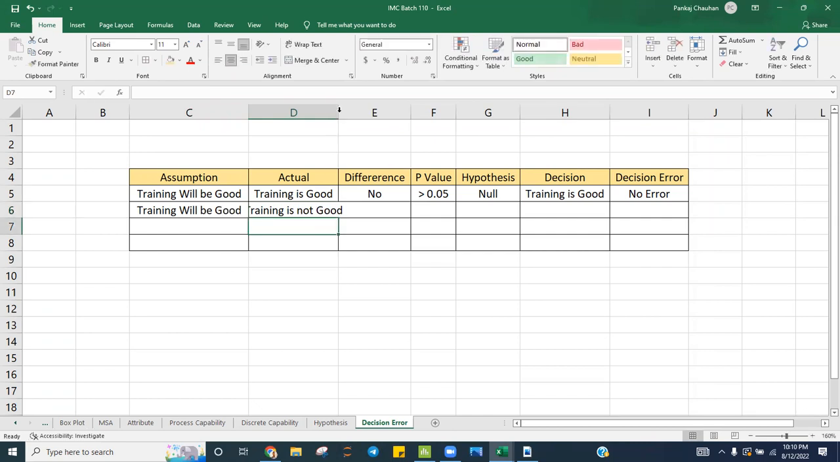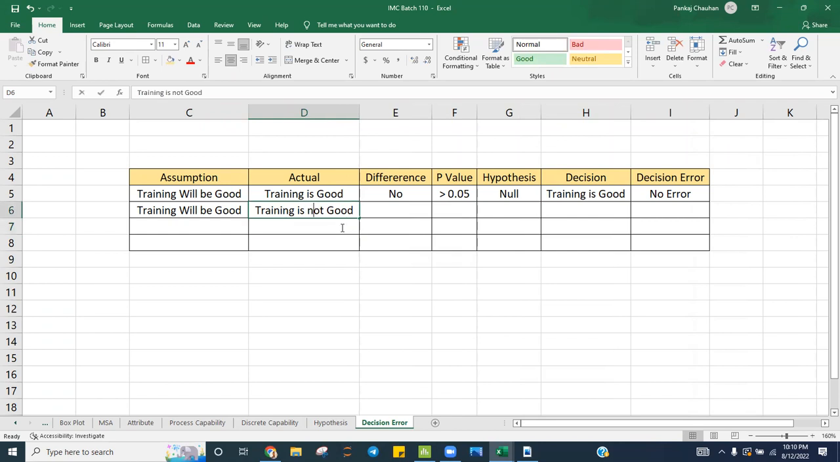Is there any difference between assumption and actual? Yes, there is a difference. So when there is a difference, what will be my p-value? Less than or equal to 0.05, which means which hypothesis is this? Alternate.